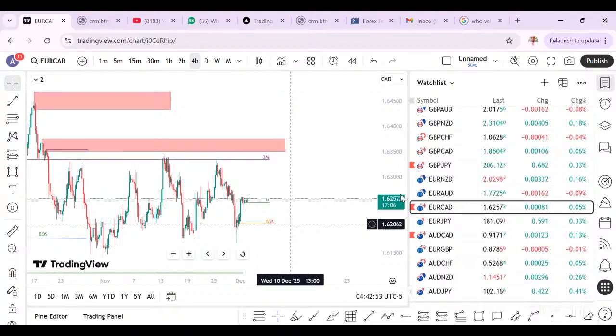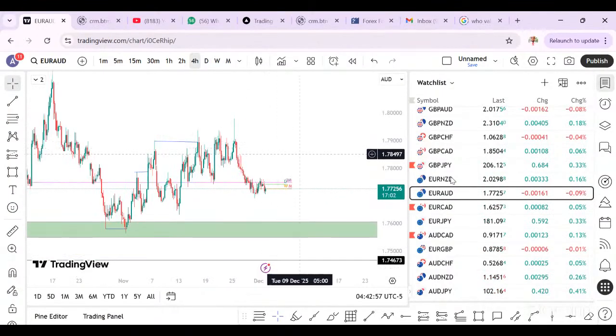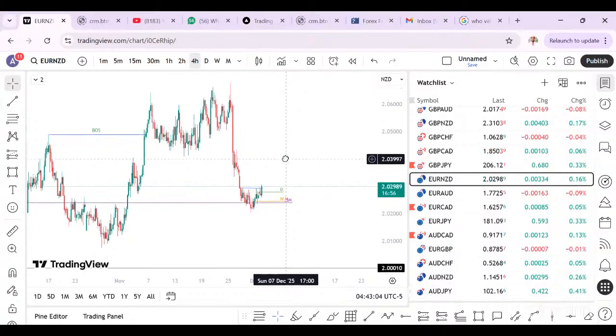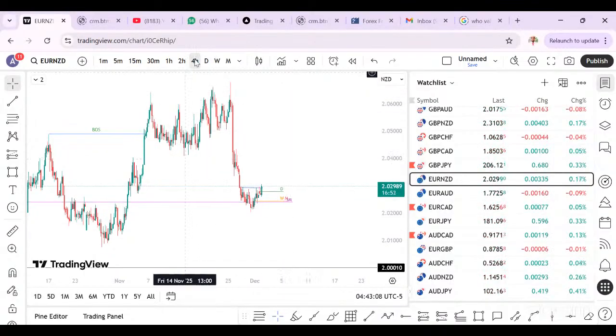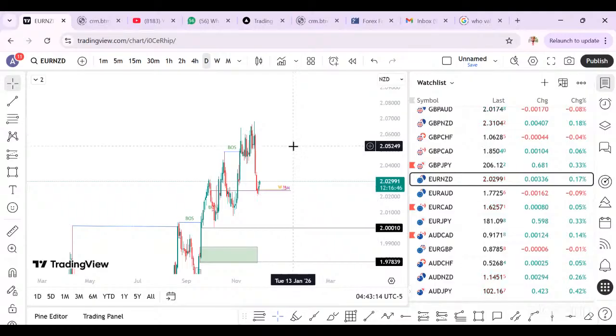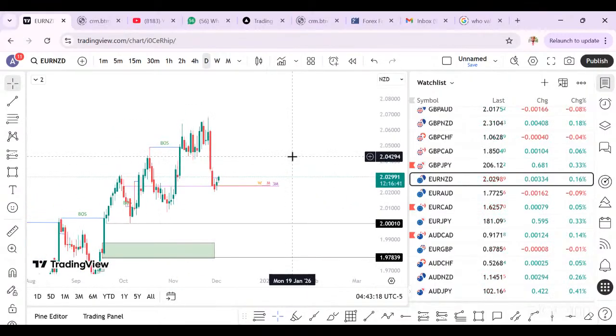USD CAD, nothing here. AUD USD, nothing. NZD USD. Okay. Oh, NZD USD. Euro NZD. Guys, something is cooking here. AUD NZD. We are buying this. We are buying Euro NZD.